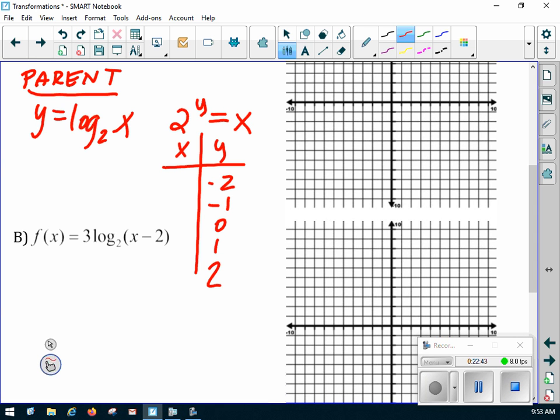Now, 2 squared is 4. 2 to the first power is 2. 2 to the 0 power is 1. If you plotted those points right there, ladies and gentlemen, you would have that log. That's what you would be graphing. Now what we have to do is apply the transformations.